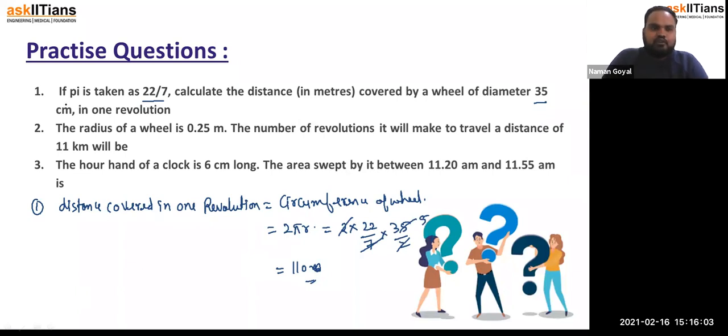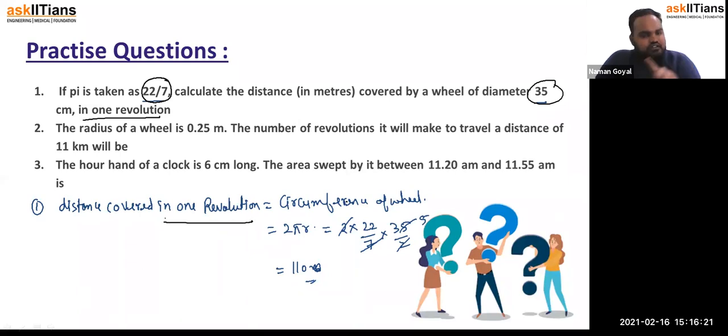If pi is taken as 22 by 7, calculate the distance covered by a wheel of diameter 35 centimeter in one revolution. The question is asking for one revolution. So the distance covered in one revolution is the circumference of the wheel, isn't it? Which is 2 pi r.